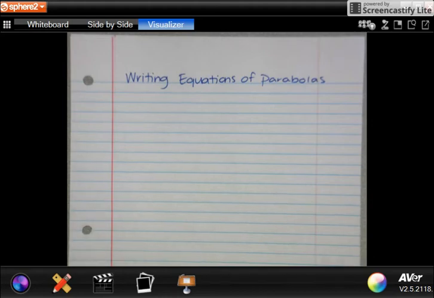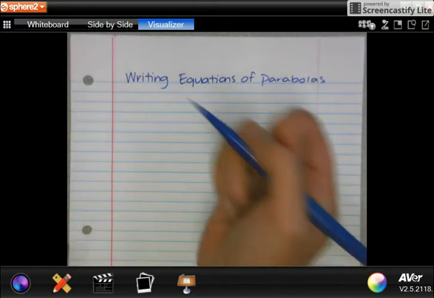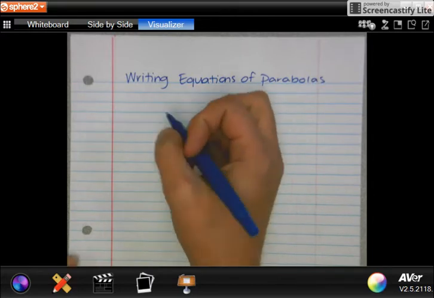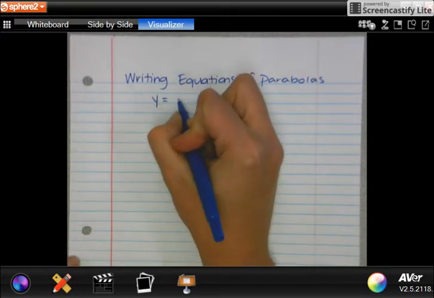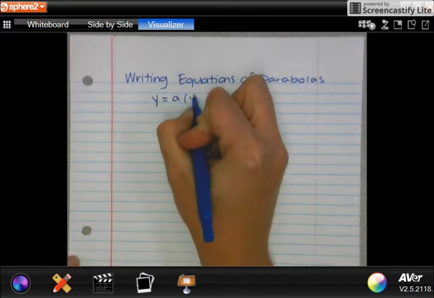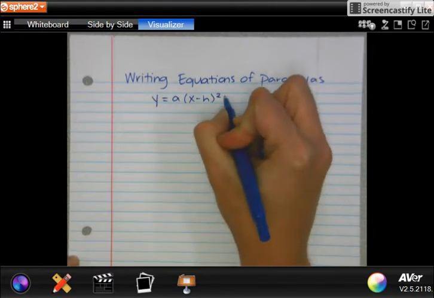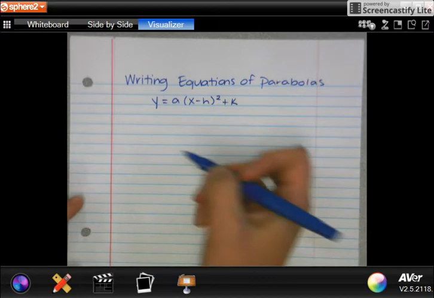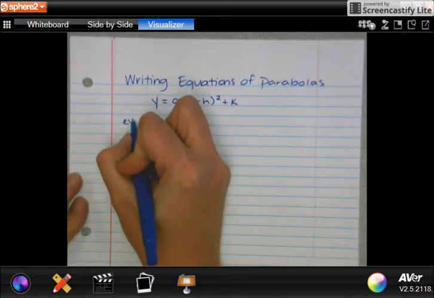So today we're talking about writing equations of parabolas. In all of these examples, you're going to be given the vertex and also a point that the parabola is going through. So for that reason, it makes sense to use vertex form of a parabola. So we'll just start out, we'll just go through an example together.